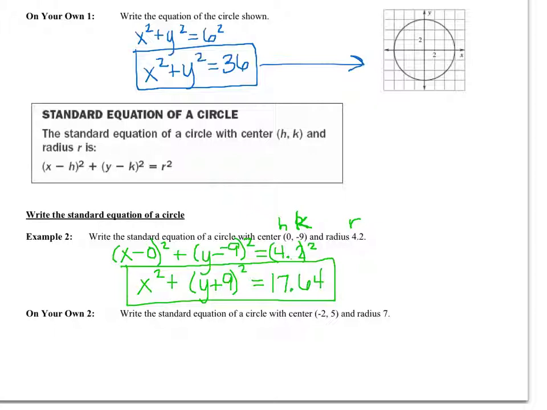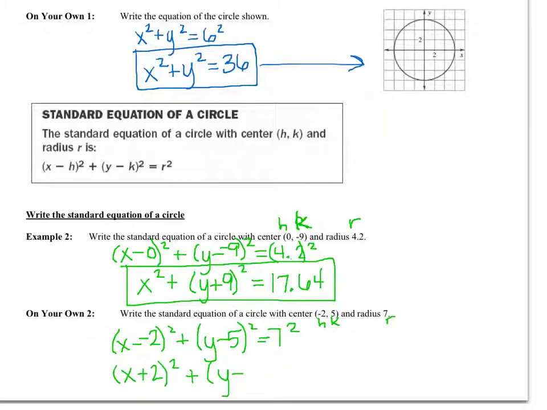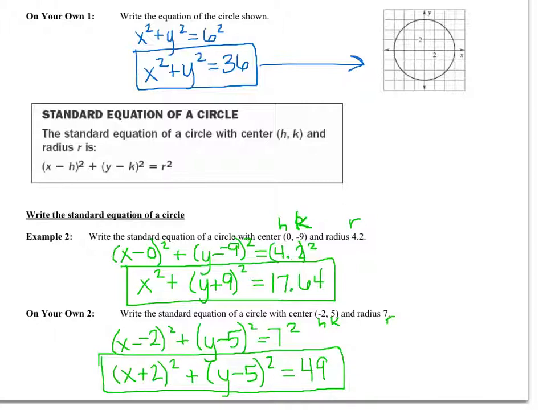So try that on your own. Pause it. Try that one. Okay, you should have noticed here's my h, here's my k, and here's my radius. So I'm going to write x minus a negative 2 squared plus y minus 5 squared equals 7 squared. And then simplifying that, it becomes x plus 2, the quantity squared, plus y minus 5, the quantity squared, equals 49. So right there, that is my formula for the circle with a center at negative 2, 5 and a radius of 7. Let's look at the next slide.